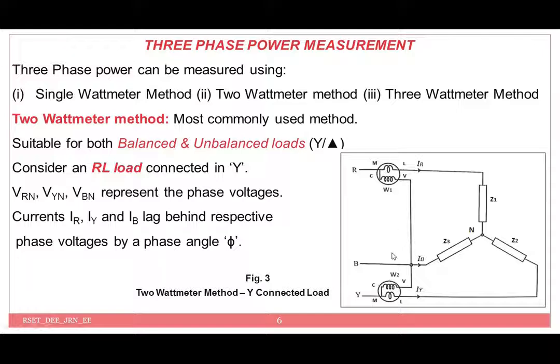The wattmeters can be connected in either 2 of the 3 phases. For the time being, I have connected W1 in R phase, and you can see the current flowing through the current coil is IR. Second wattmeter current coil is IY, and the first wattmeter pressure coil is connected between R and B, and the second wattmeter pressure coil is connected between Y and B. So this is W1 and this is W2.